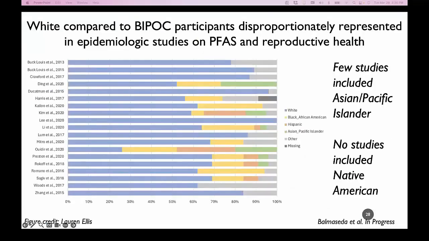We've also been using the database in our work to examine racial and ethnic demographics of epidemiologic study populations. And it's become clear doing that work that white participants, in blue, are disproportionately represented in epidemiologic PFAS studies, in this case involving reproductive health outcomes, compared to BIPOC participants. And most notably, there were very few studies that included Asian and/or Pacific Islander study populations, and no study that explicitly included Native American participants in their study populations.